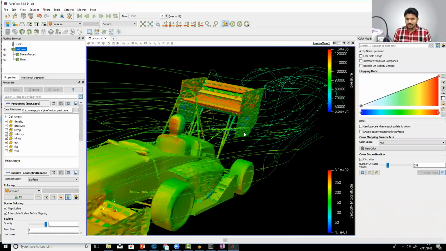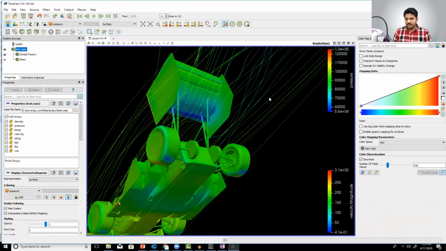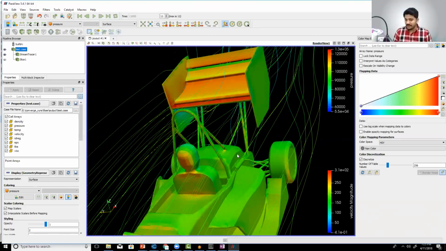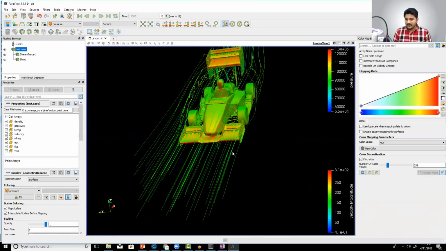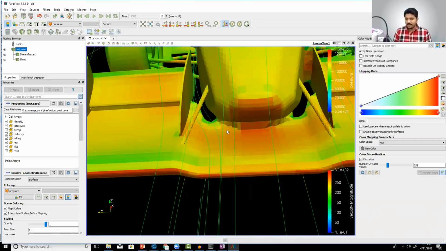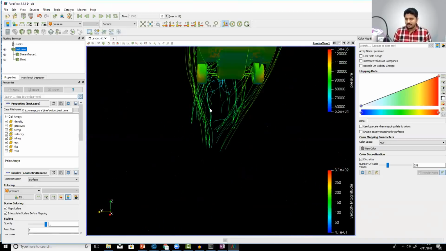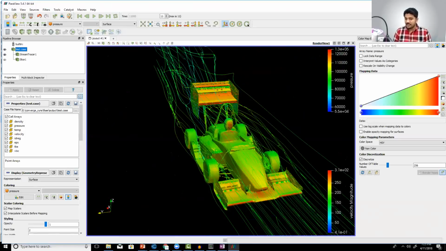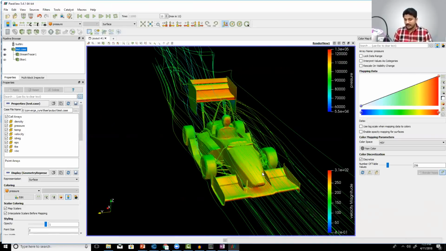You have higher pressure on top, and lower pressure below. This means visually, or qualitatively, this result makes sense. Similarly, what are the other high pressure zones? If you look at your front wing, you see that there is high pressure on the top and low pressure in the bottom. So in your wing, you are generating some downforce. The front wing, you're generating some downforce.